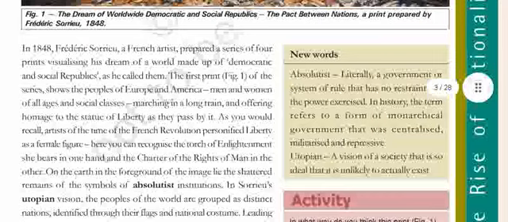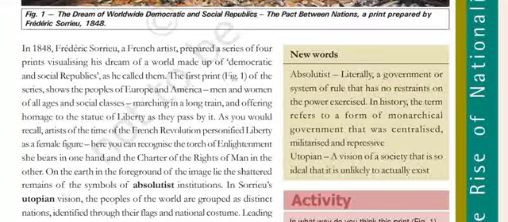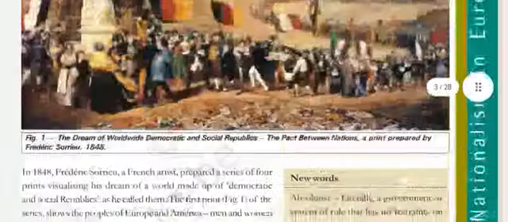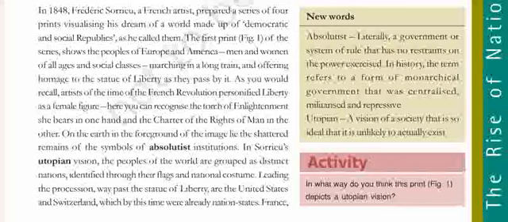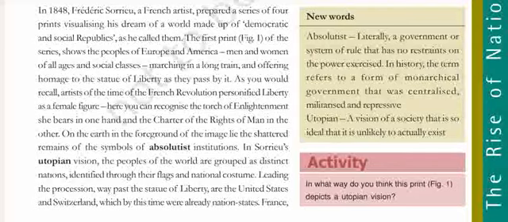In 1848, Frédéric Sorrieu, a French artist, prepared a series of four prints visualizing his dream of a world made up of democratic and social republics, as he called them. The first print, Figure 1 of the series, shows the peoples of Europe and America, men and women of all ages and social classes, marching in a long train and offering homage to the Statue of Liberty as they pass by it.